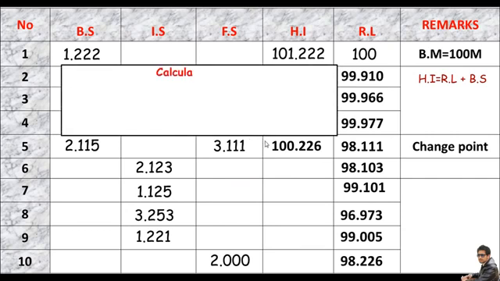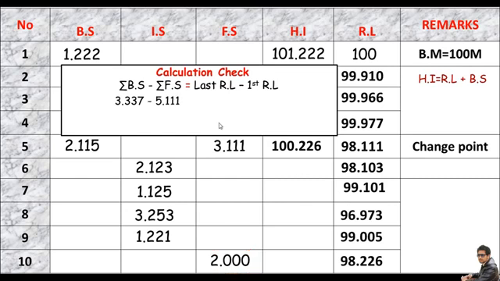This is the calculation check. How can I check whether my calculation is okay or not? It is quite simple. The summation of backsights minus the summation of foresights must be equal to the last RL minus the first RL. Plug and chug. We have only two backsights. Adding them, you must get 3.337. Minus the foresights, of course we have two foresights. Add them together, you must get 5.111.